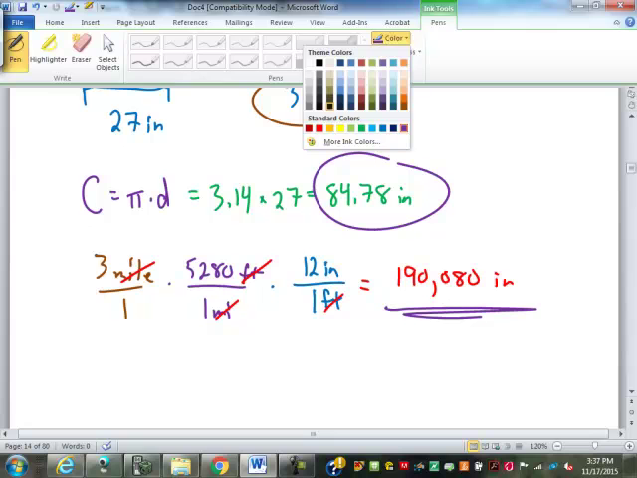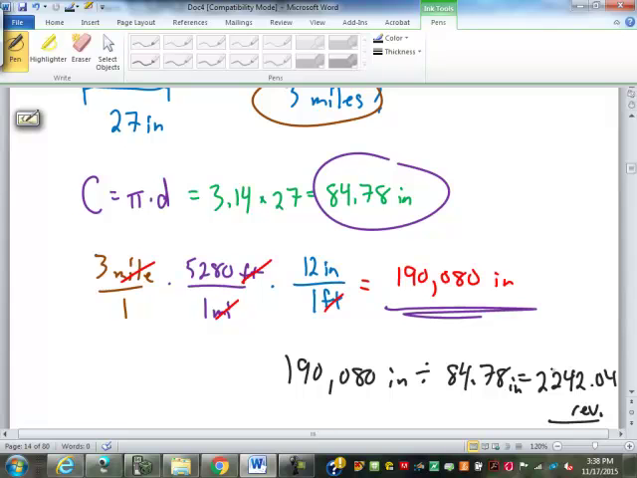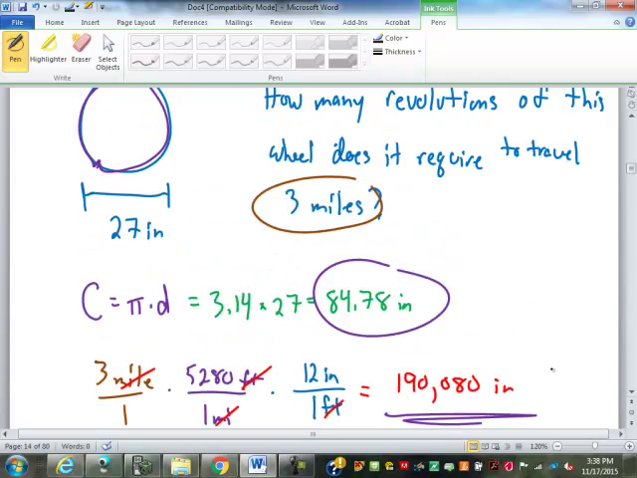So how many times does that wheel have to turn? 190,080 inches divided by 84.78 gives us 2,242.04, we'll call it. That is revolutions. So if you said 2,242, that's probably close enough. Sure. There you go.